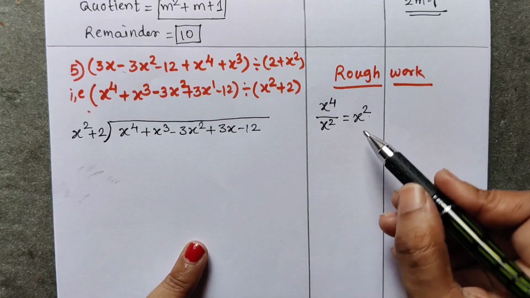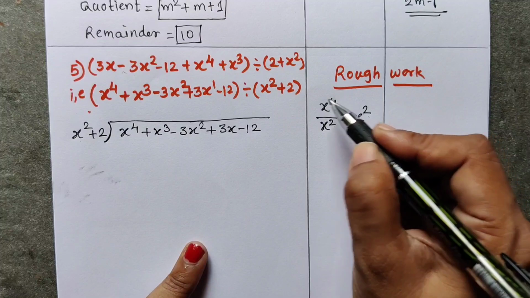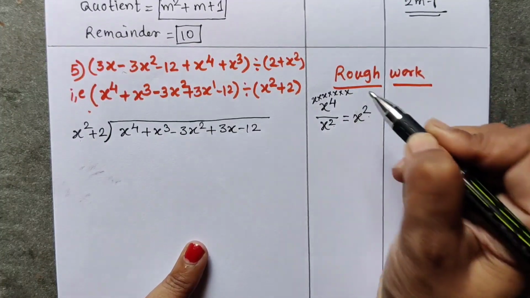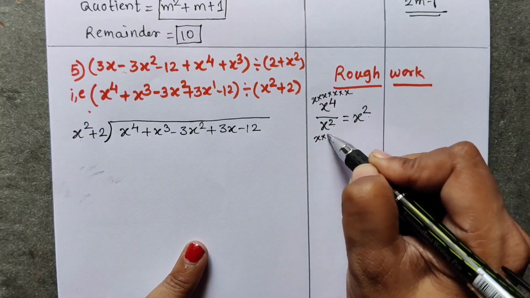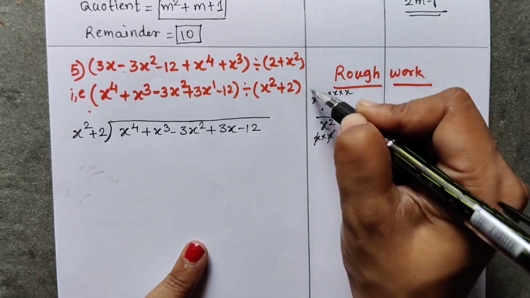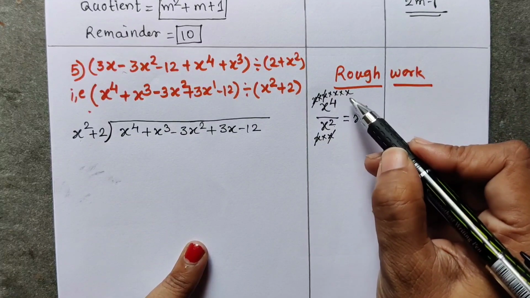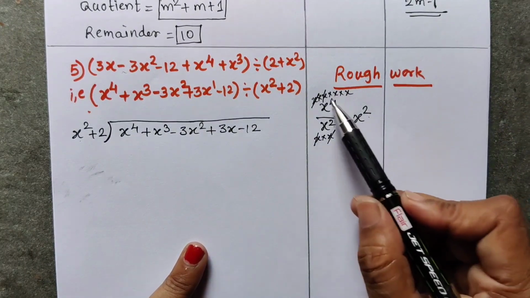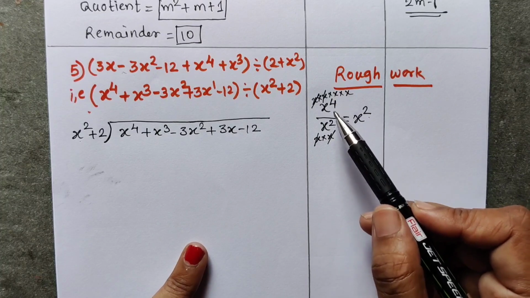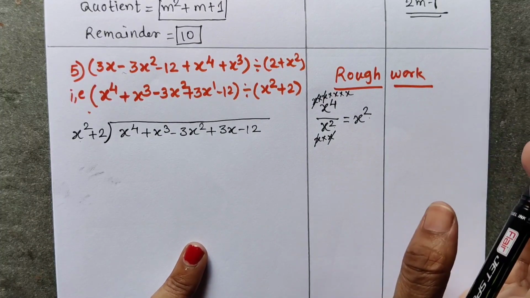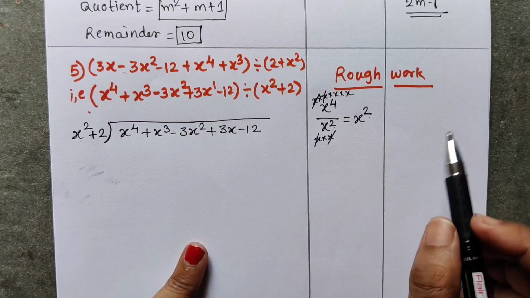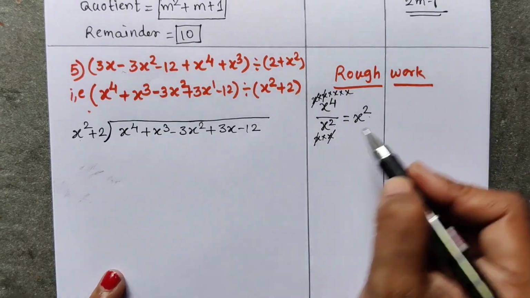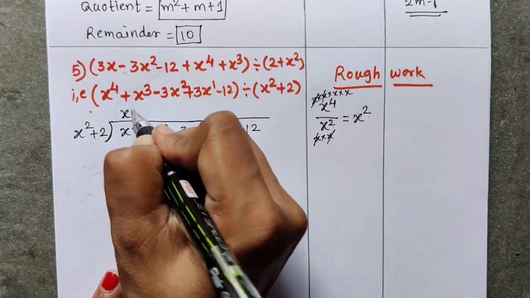Otherwise you can also write this way. x raised to 4 means x into x into x into x, 4 times, and x square means x into x, 2 times. So 2 x's cancel with 2 x's and 2 x's remain, that means x square. In this way you can also do it, but as we have studied indices, you can apply the indices properties also. So x raised to 4 divided by x square, we are getting x square. This x square we write here in the quotient.